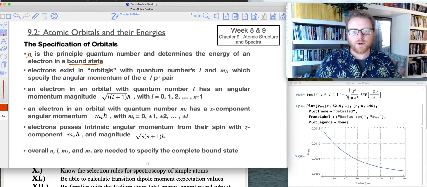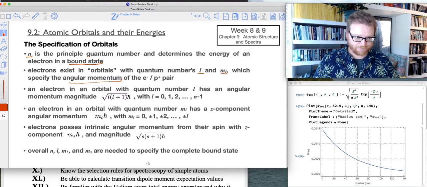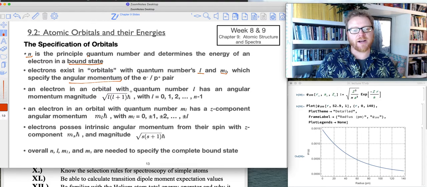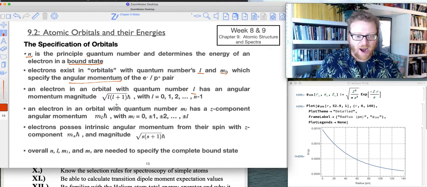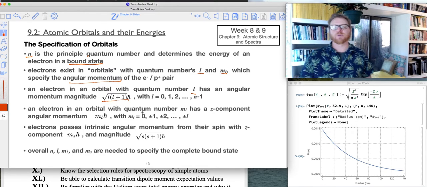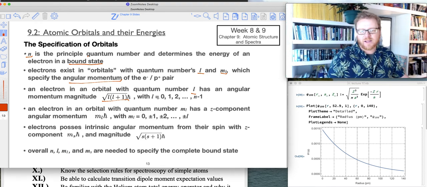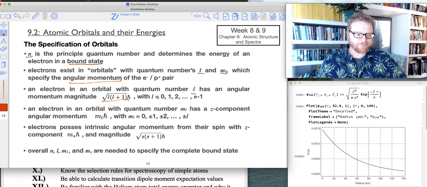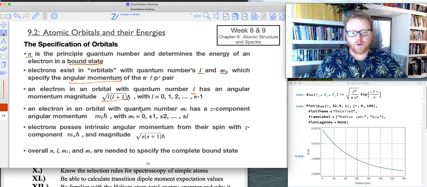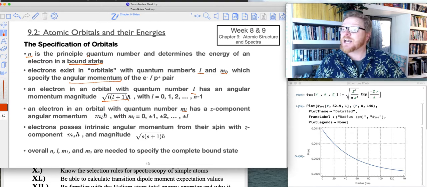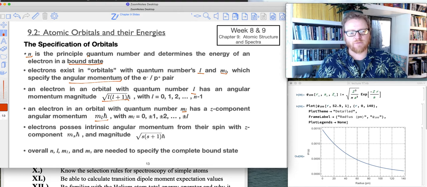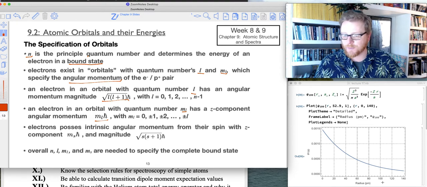Electrons exist in orbitals with quantum numbers L and ML, and those specify the angular momentum of the electron-proton pair. An electron in an orbital with quantum number L has total angular momentum magnitude root L times L plus 1 h bar, where we know L can be 0, 1, 2, all the way to n minus 1. Also, an electron in an orbital with quantum number ML has z component angular momentum ml h bar, where now ml takes on all values 0 to plus or minus L.